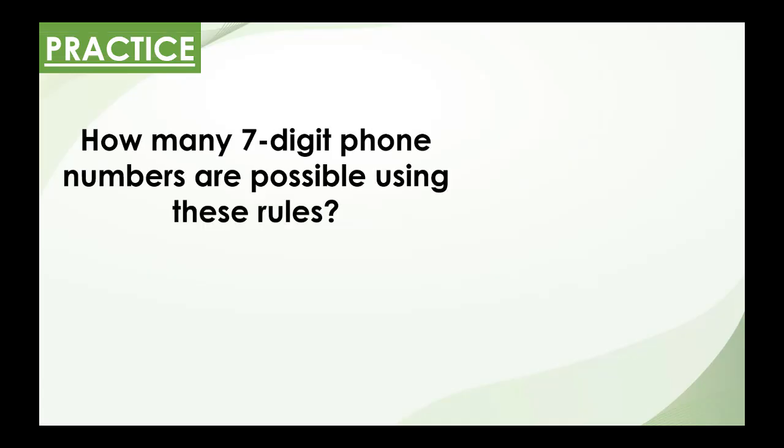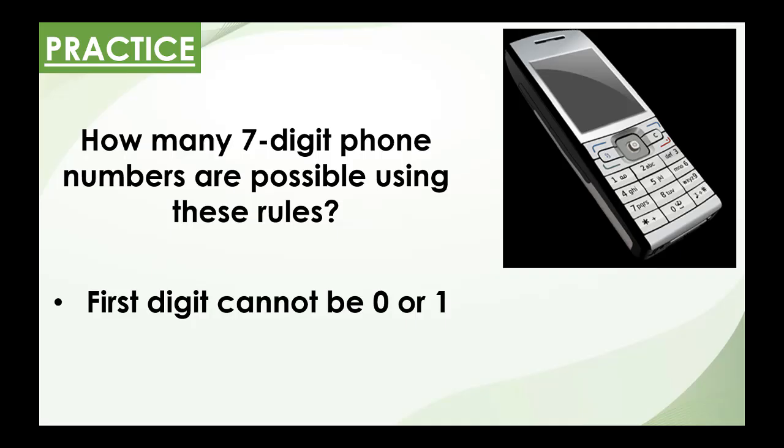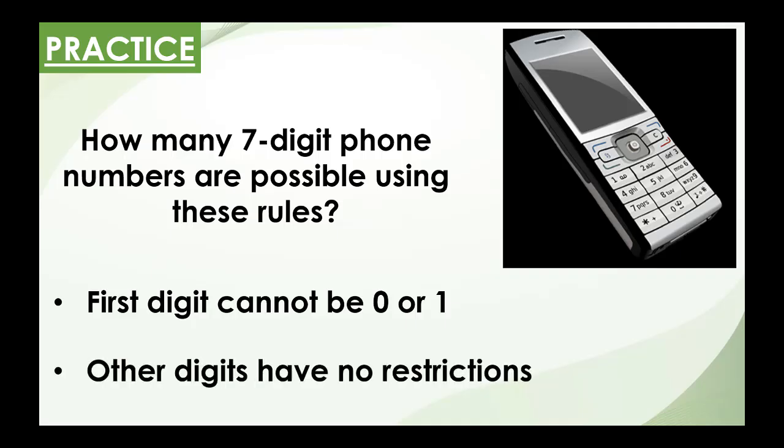So how about a practice problem? How many 7-digit phone numbers are possible using these rules? So first, the first digit cannot be a 0 or 1. The other digits, though, have no restrictions. So give that a chance, try your best, pause the video, and when you're all ready, hit play.